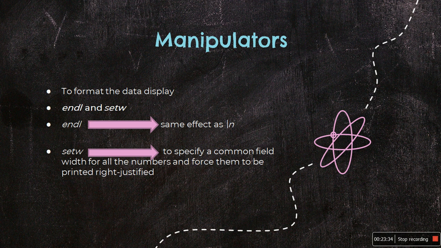Then manipulators. Manipulators are basically operators that are used to format the data display. The most commonly used are endl and setw. The endl manipulator, when we use it in an output statement, causes a line feed to be inserted. That is, it has the same effect as the \n character, the new line character, which we studied in the earlier lectures. And setw is used to specify a common field width for all the numbers and force them to be printed right justified.